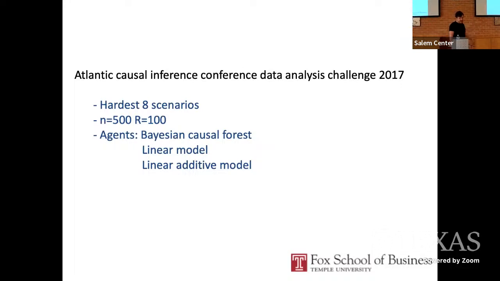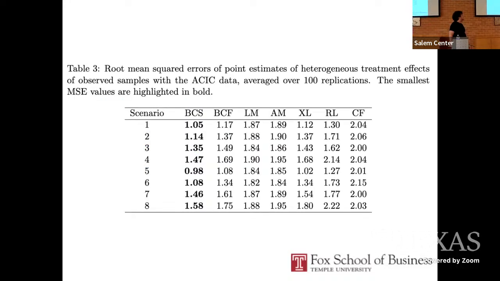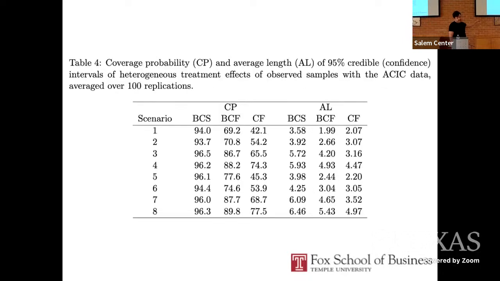Again, n equals 500. We replicated it 100 times. Same model, same setup, everything's pretty much the same. And this was very impressive. The Bayesian causal synthesis is the best model in terms of mean squared error across everything. The bold isn't only the best one. And the 95% coverage probability of BCS is really, really good. It's within 2% of 95% in this case, even when BCF sometimes doesn't work as well.